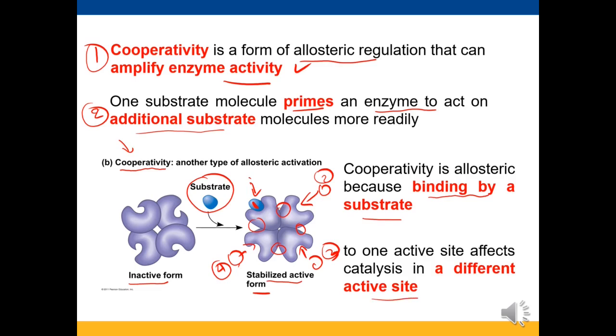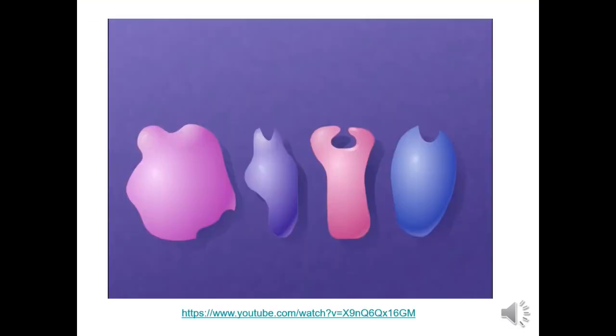So as this one binds, I show you that this one, and this one also change. All these four regions change because only this one changed. And this was the cooperative allosteric regulation. Now I would like to show you a video of another type of regulation, that is the feedback inhibition.